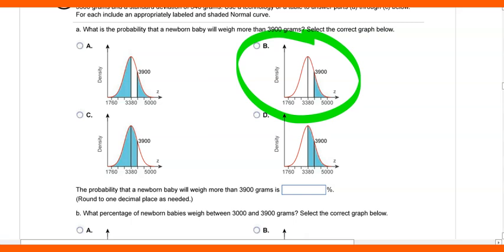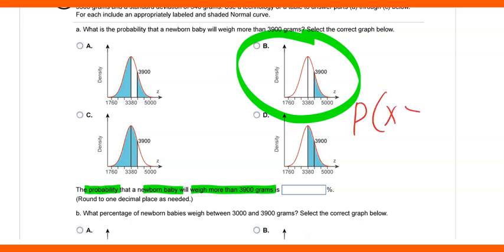Part B, actually not, the same part A. As long as you find the area, find the probability that the newborn baby will weigh more than 3900 gram. Therefore here you're looking for the probability of x greater than or equal to 3900. This is a continuous random variable, so it doesn't matter whether it's greater than or less than. I can put greater than 3900 if I like, or greater than or equal to, but in normal CDF it really doesn't matter. That's what I'm looking for.